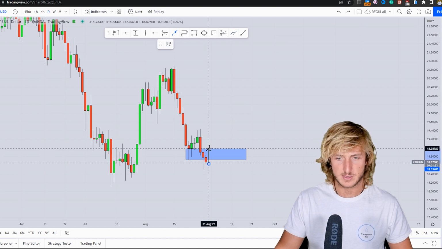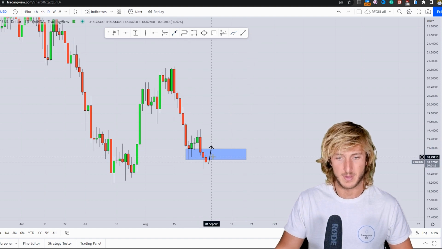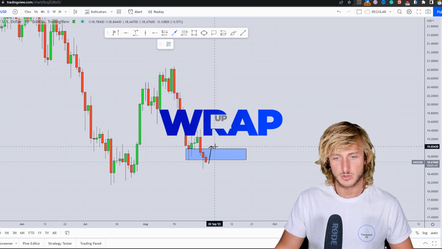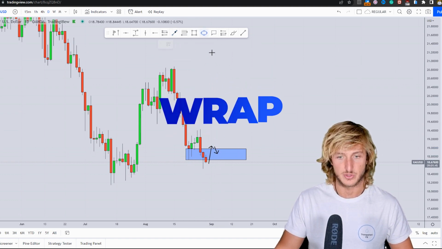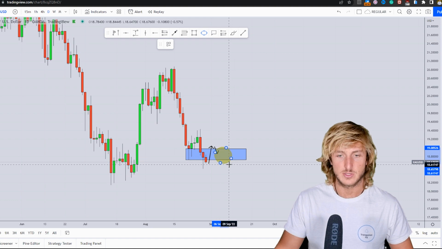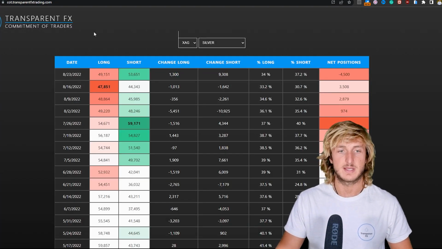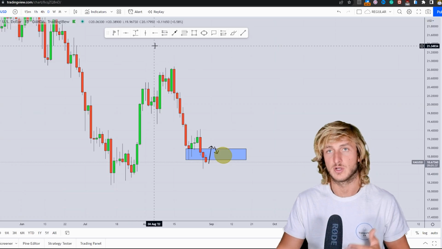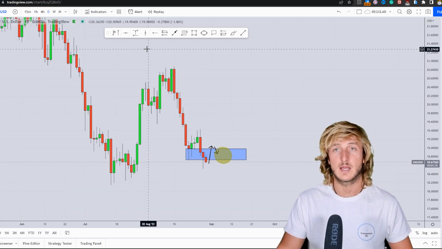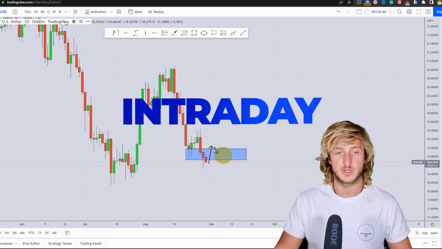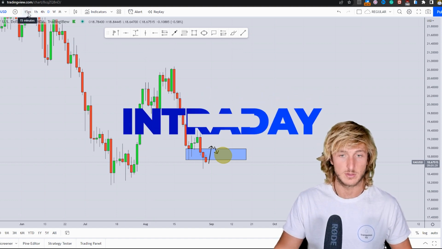So if the market successfully manages to break back above the previous low, how we could be approaching this potential rejection to the upside. Now, as usual, the monthly, weekly, and daily combined with the COT data, those are the best timeframes from a directional perspective. However, when it comes to confirmations and entries, the best timeframes are the intraday timeframes, so 4-hour and lower.